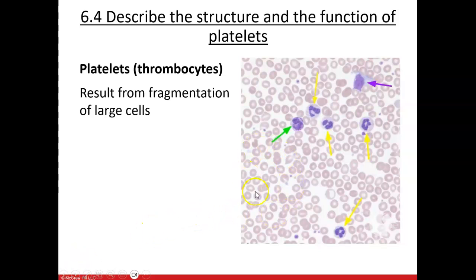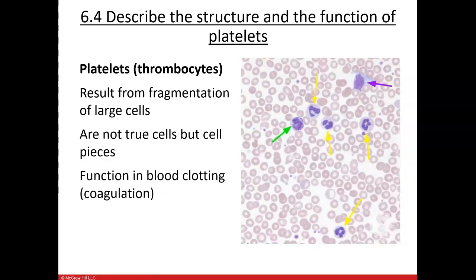If you look at our normal blood smear, these little dots, these little shards right here, that one, here's another one, here's another. Those are the platelets. Platelets are not true cells, but they're pieces of cells, and they function in blood clotting. You'll also hear that called coagulation.